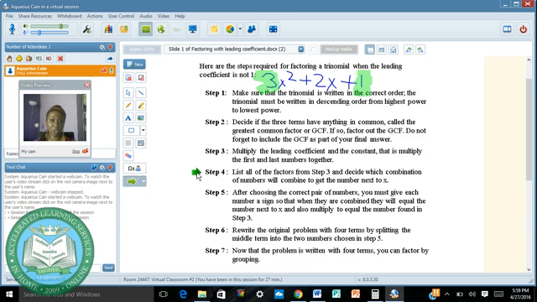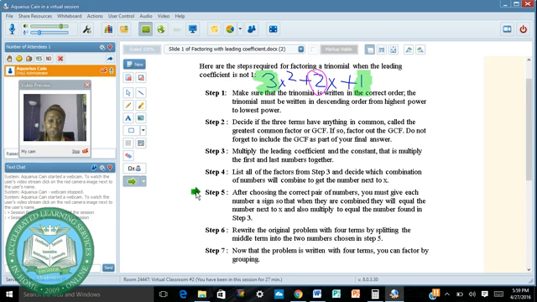That's step 3. Step 4, list all of the factors from step 3. So if I multiply my 3 and my 1 together, I'm going to list all of my factors. And then I'm going to decide which combination of numbers will combine to get the number next to x. So I want to look to see which numbers I'm going to combine to get this number right here that's next to x, basically the coefficient that is in front of your middle term. So again, you are listing all the factors and deciding which combination of numbers will combine to get the coefficient of your middle term that's next to x.